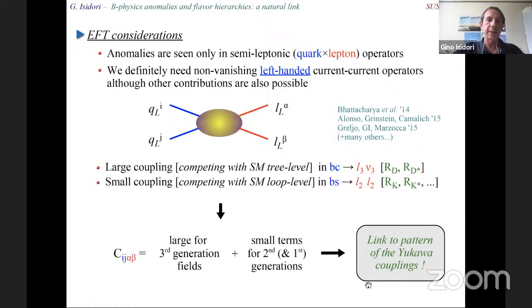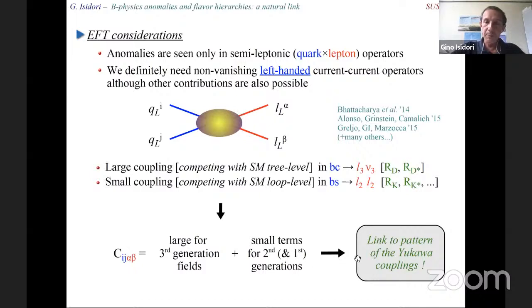We need something which is big to compete with the standard model tree level in the B to D* tau nu process, and this clearly involves many third-generation fields, because we have the b, the tau, L3, and the neutrino tau. We need something smaller, competing with a loop amplitude in the standard model for the B to S mu mu. But in this case, we have more second-generation fields, because we have the b, but then we have s, mu. So the idea is that we have something which is big for third generation and smaller when we involve second generation. And for the moment, we don't have any evidence for effects involving the first generation.